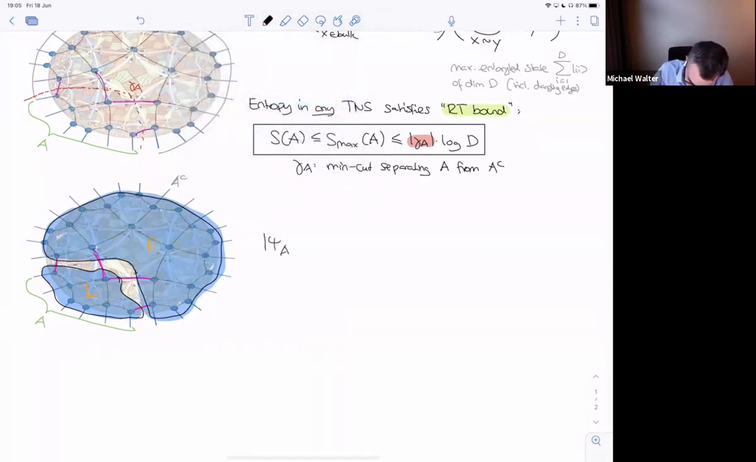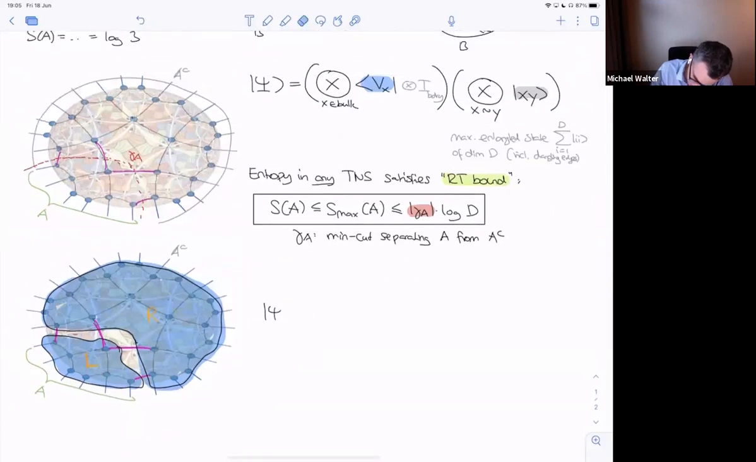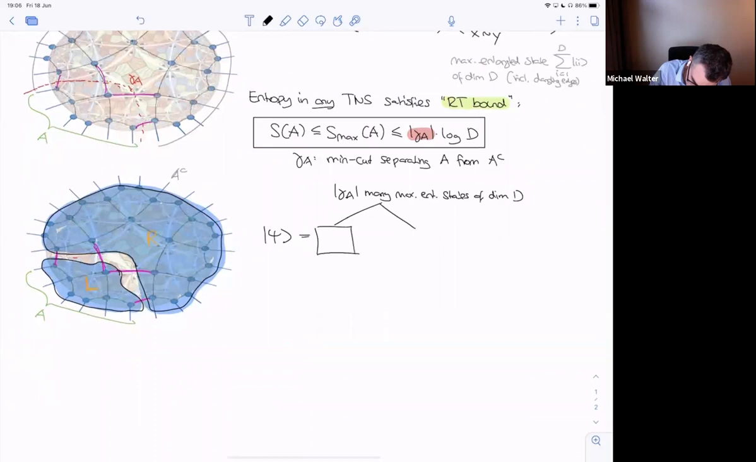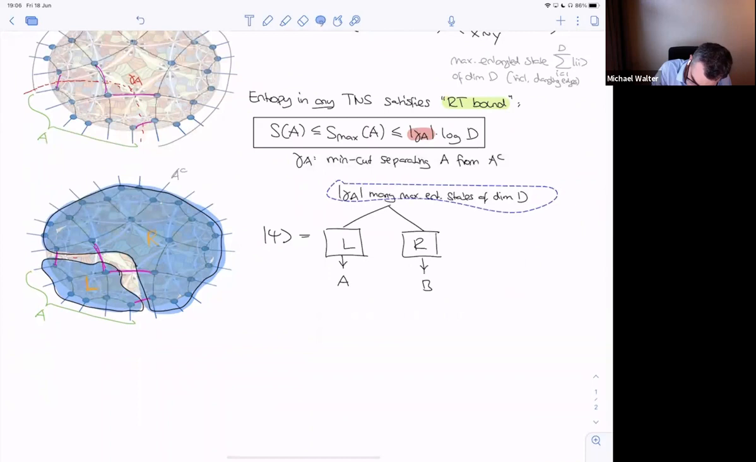And so we see that the state psi defined by the tensor network, we can think of in the following way. We start with maximally entangled states, namely the ones corresponding to these bonds here. How many do we have? Well, the size of this minimal cut many maximally entangled states of dimension D. And then we apply a map L and another map R. Then out comes system A, out comes system B. That's a coarse grained cartoon picture of a way of producing the state.